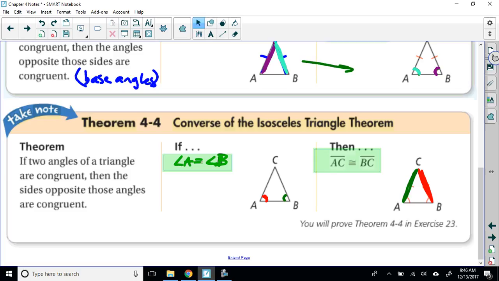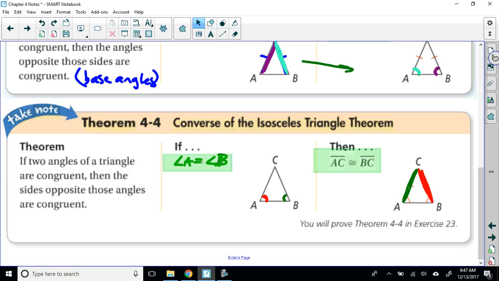So one of them goes in one direction. One says if you have sides congruent, then the base angles are congruent. The other one says if the base angles are congruent, then the sides opposite those are congruent, or the legs of the isosceles triangle.